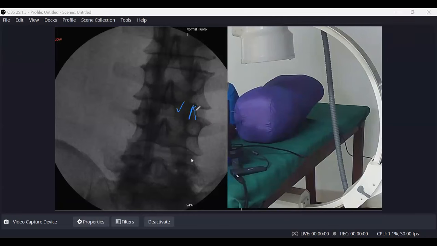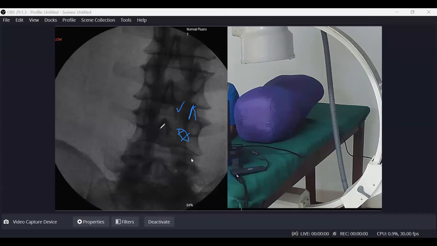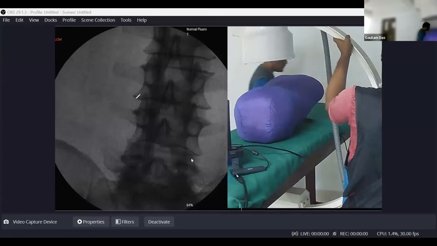What is this? Superior articular facet. What is this part of the bone? Pars interarticularis. Very good. So these are the important things we can see in the AP image. And this space is obviously the disc space. Now let us have the lateral view and try to identify the structures on the lateral.